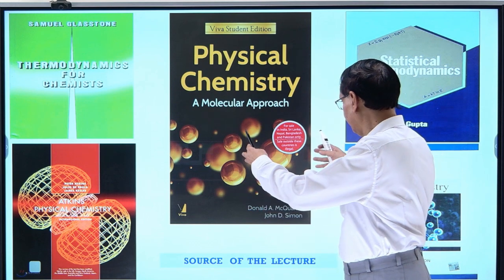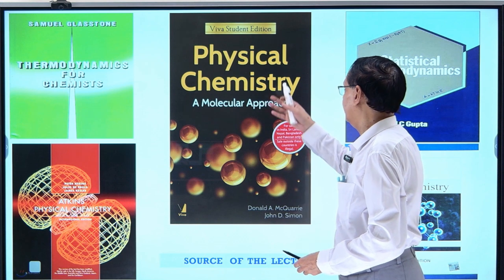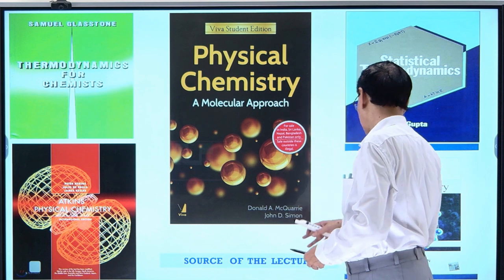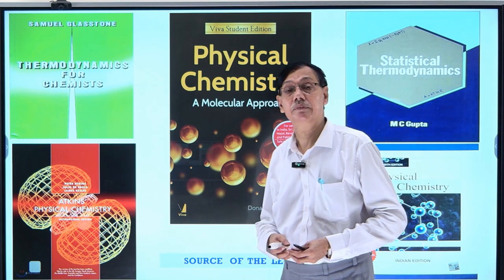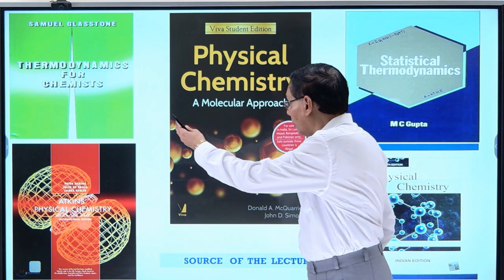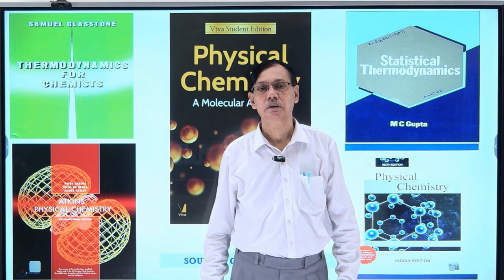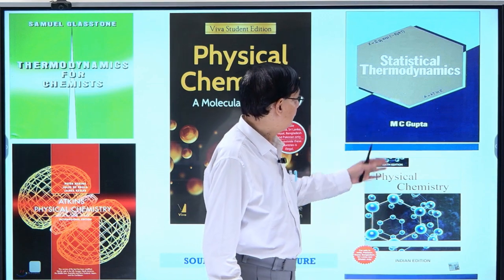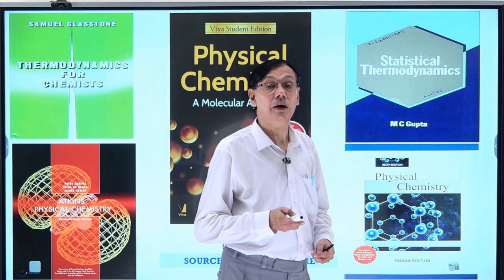Basically, you are all aware of the most important book, Physical Chemistry: A Molecular Approach by McQuarrie. And for the students, because I always use very simple derivations, I have used the book Thermodynamics for Chemists by Samuel Glasstone, and I have also taken some of the derivations from Statistical Thermodynamics by M.C. Gupta.